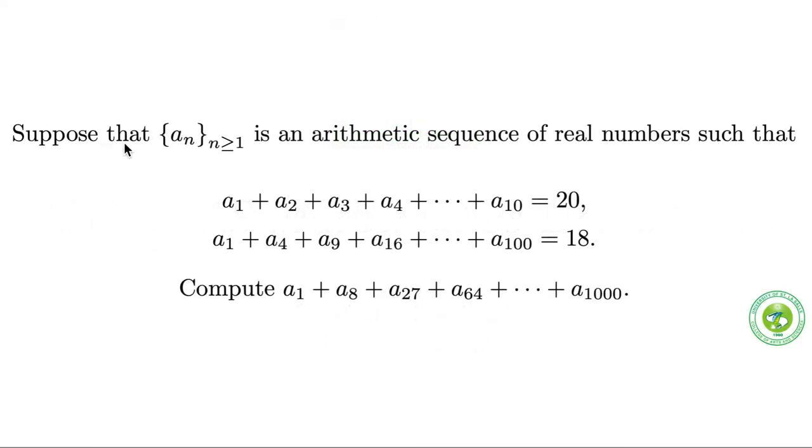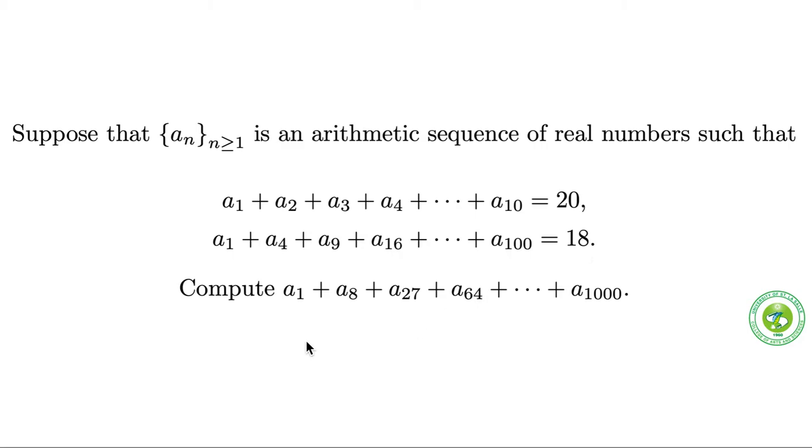Suppose that a collection of terms a sub n, where n is greater than or equal to 1, is an arithmetic sequence of real numbers such that a sub 1 plus a sub 2 plus a sub 3 plus a sub 4 plus until a sub 10 is equal to 20, and a sub 1 plus a sub 4 plus a sub 9 plus a sub 16 plus until a sub 100 is equal to 18.